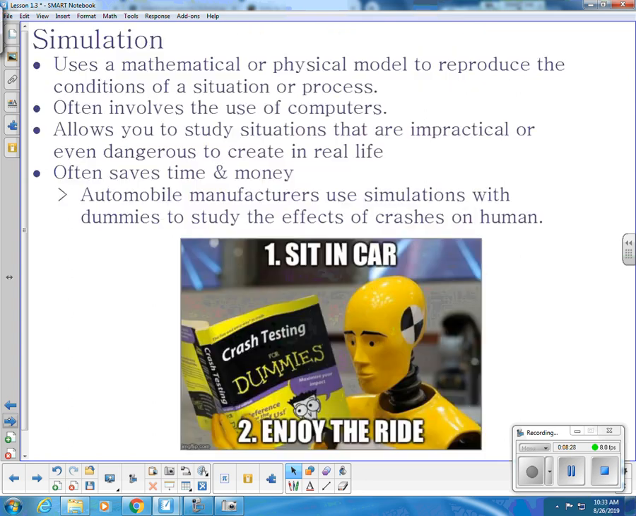All right. So in a simulation, we're using math or physics to reproduce conditions. These are things like crash test dummies. You don't actually use the car and real people, right? You simulate something that is impractical or dangerous to do in real life, right? This is going to use computers, all sorts of stuff, all right? Simulations save time and money.